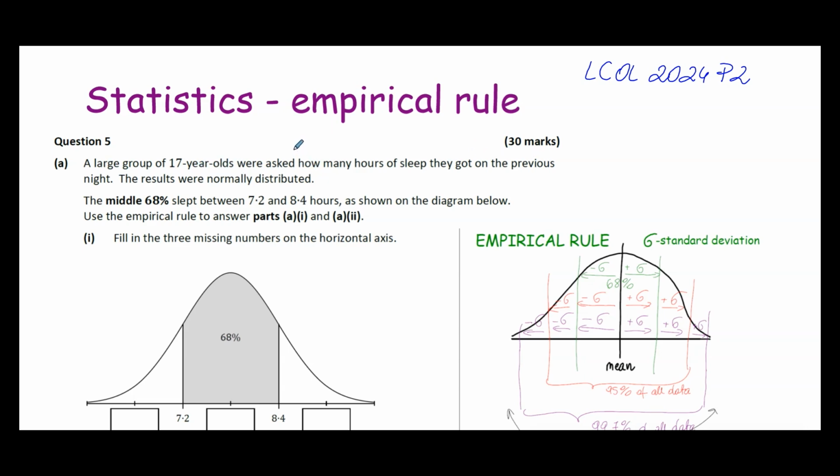So we ask a 17-year-old, well, how many hours did you sleep? And somebody said 3.5 hours. It was a tough night. Or somebody else said, oh, plenty of sleep, 12 hours. The middle 68% slept between 7.2 and 8.4 hours, as shown on the diagram below.